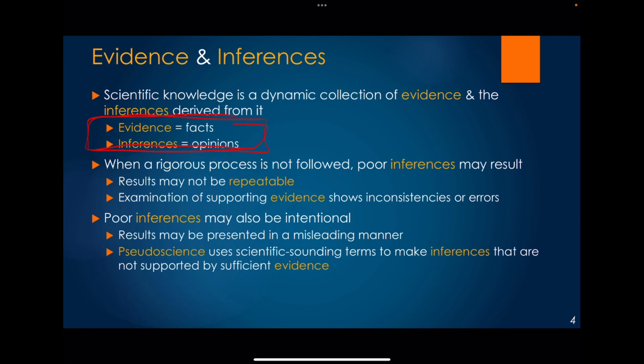When a rigorous process is not followed, poor inferences may result, right? So some results cannot be repeated, and examination of supporting evidence shows inconsistency and error. So like I said, you never know. Your first run at it might just have been a lucky result, right? Sometimes scientists have done the same experiment over and over again and get the same result, and then they tweak one thing, and then for some reason it happens, right?